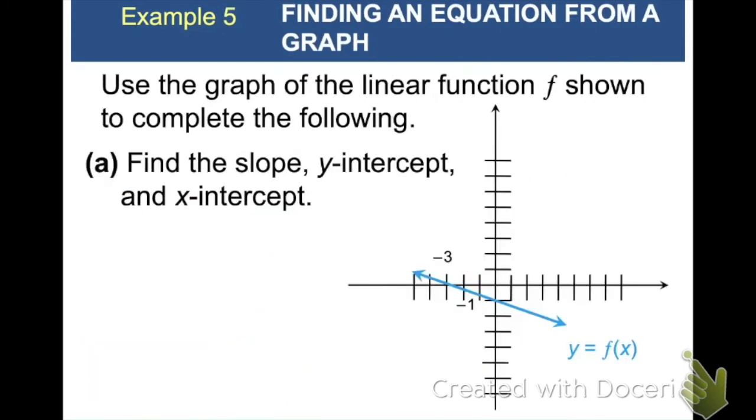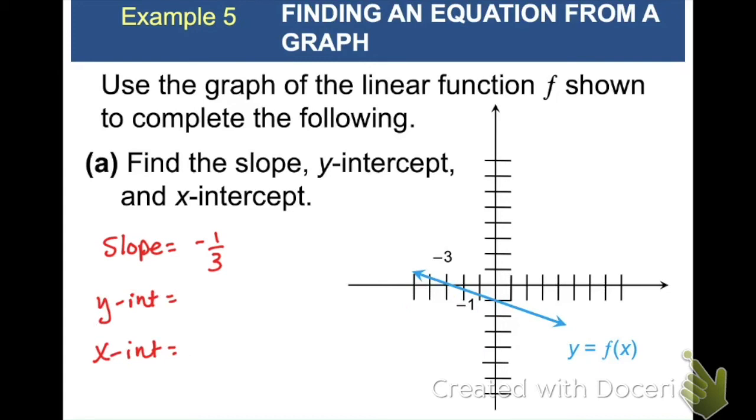Example 5, it just wants you to look at the graph and figure out the slope, the y-intercept, and the x-intercept. So pause the video and see if you can figure those things out. Okay, we're going to find the slope first. Slope is rise over run, so you go up or down first, then left or right. You can start wherever you want. I'm going to start right here. And I'm going to go down 1 over 3 until I get to this point right here. So my slope is negative 1/3 because I had to go down 1, right 3.